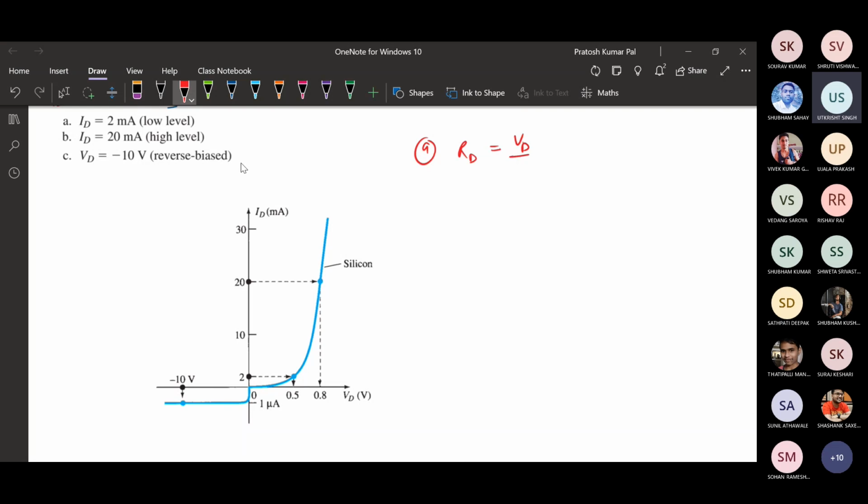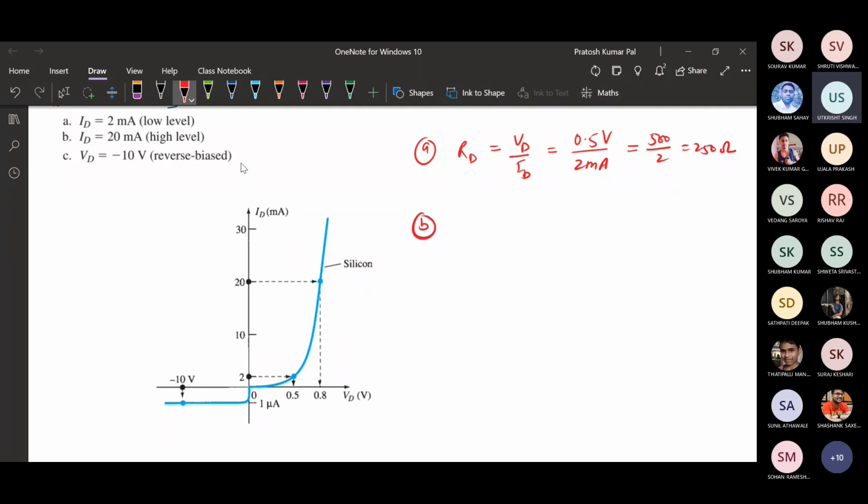RD will be VD divided by ID. At ID equals 2 milliampere, what is the VD? VD is 0.5 volt. From there we can find out the value of this RD. It will be 0.5 divided by 2 milliampere, that is 250 ohm.